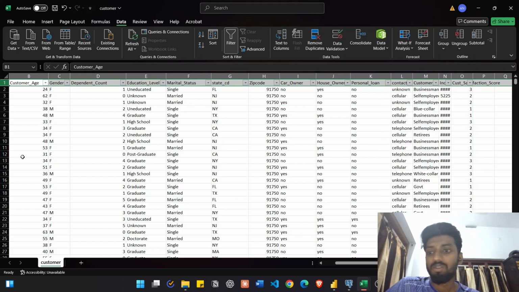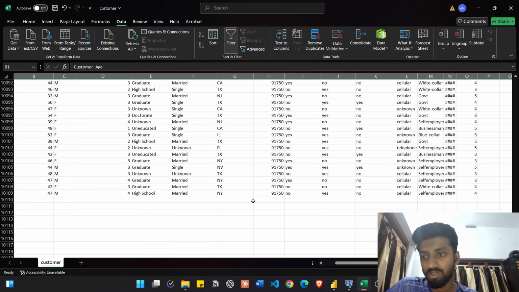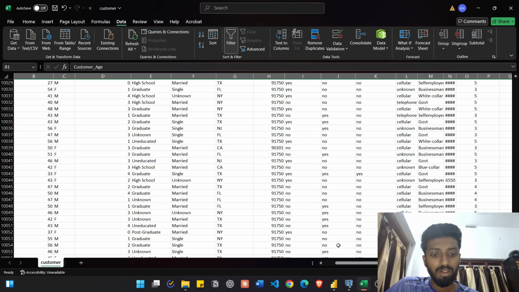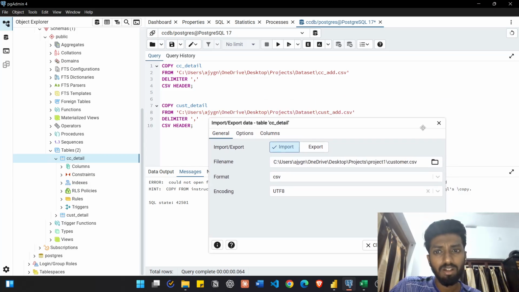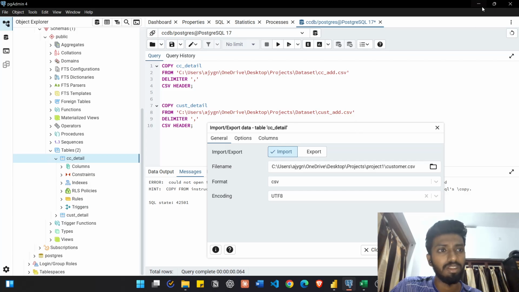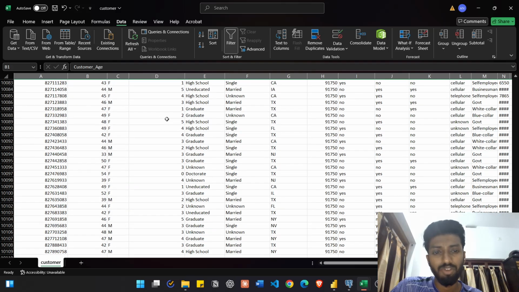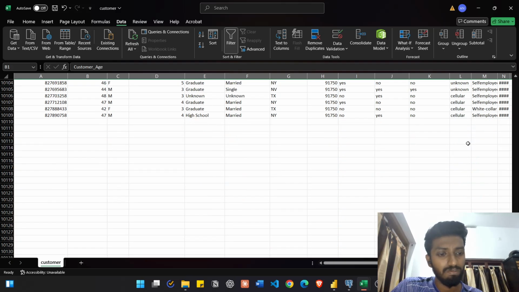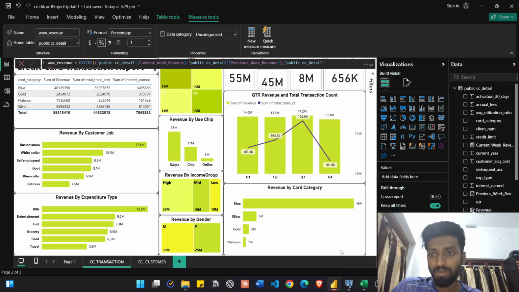So these are the two primary Excel files, and the customer file also has close to 10,000 records. I used Postgres to do the data cleaning and figure out what the null values are. There were a few things that had to be done to make the data much more structured. And then I'll show you the reports.